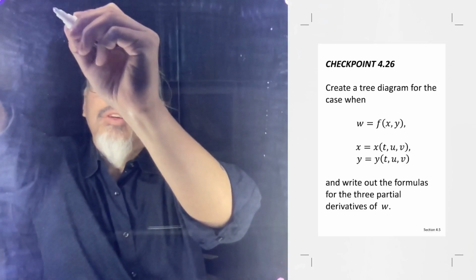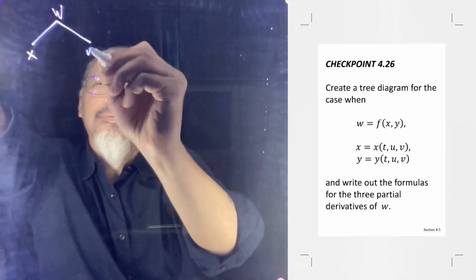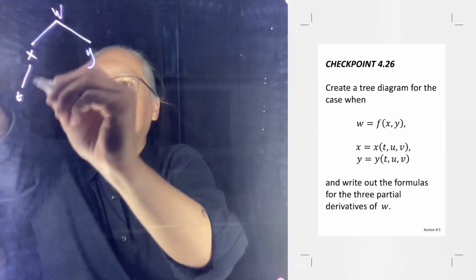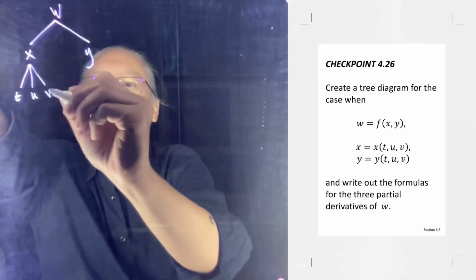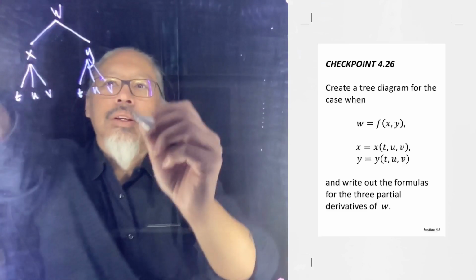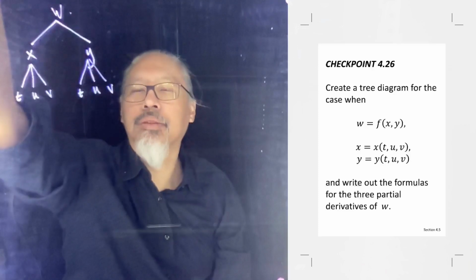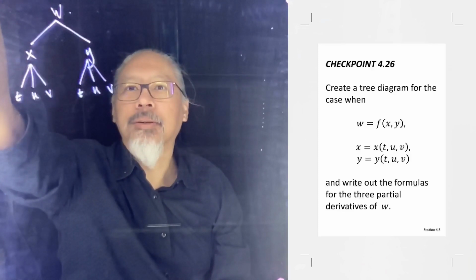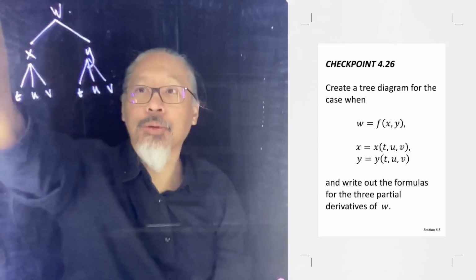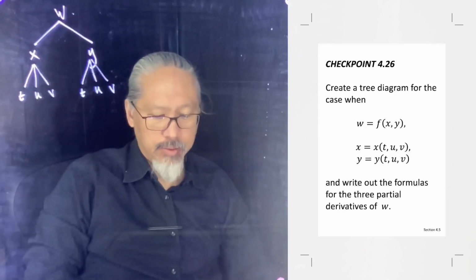We have the w function, and that is a function of two variables, x and y. And then x and y are in turn functions of t, u, and v. So essentially w is going to be eventually a function of three variables. And so there are a total of three first order partial derivatives involved here, and we can figure out what they are.